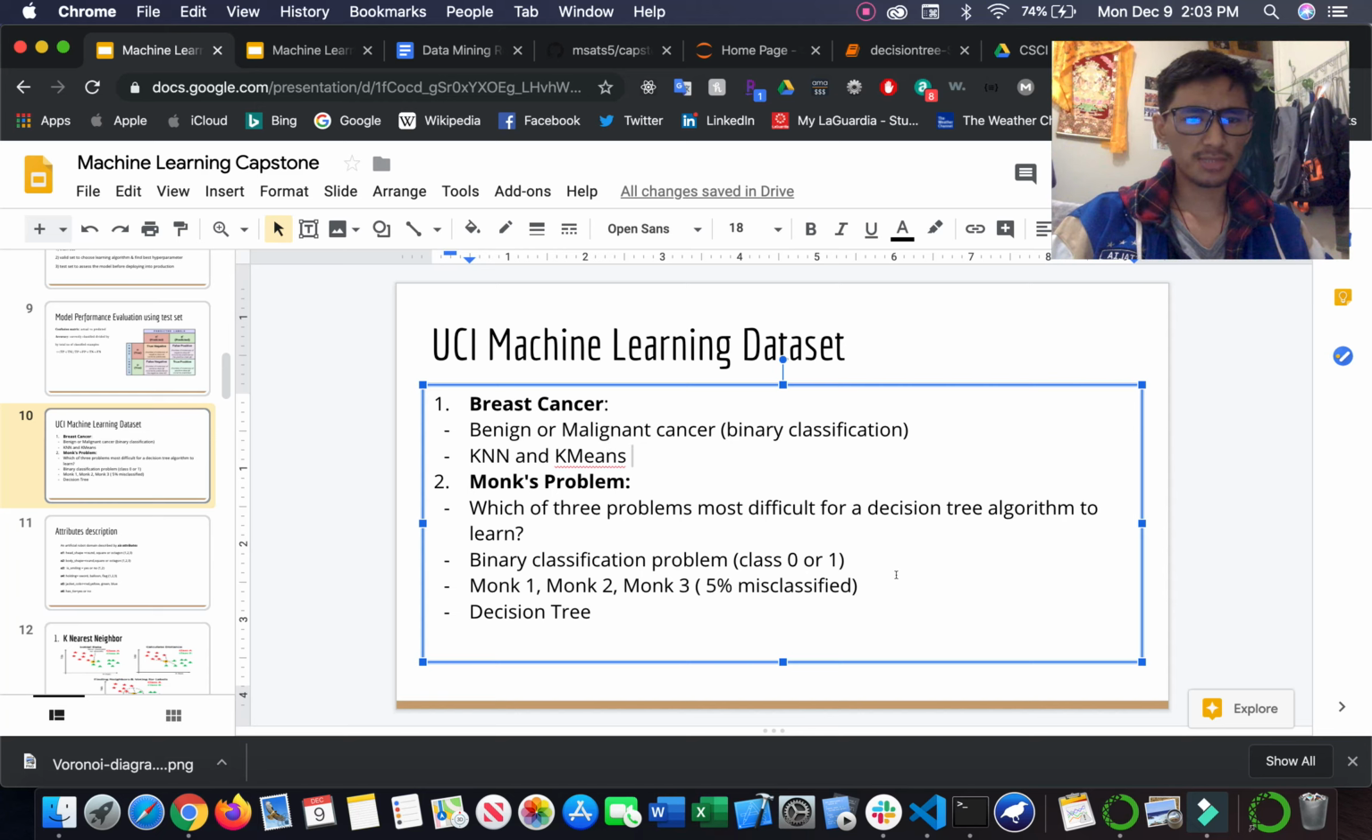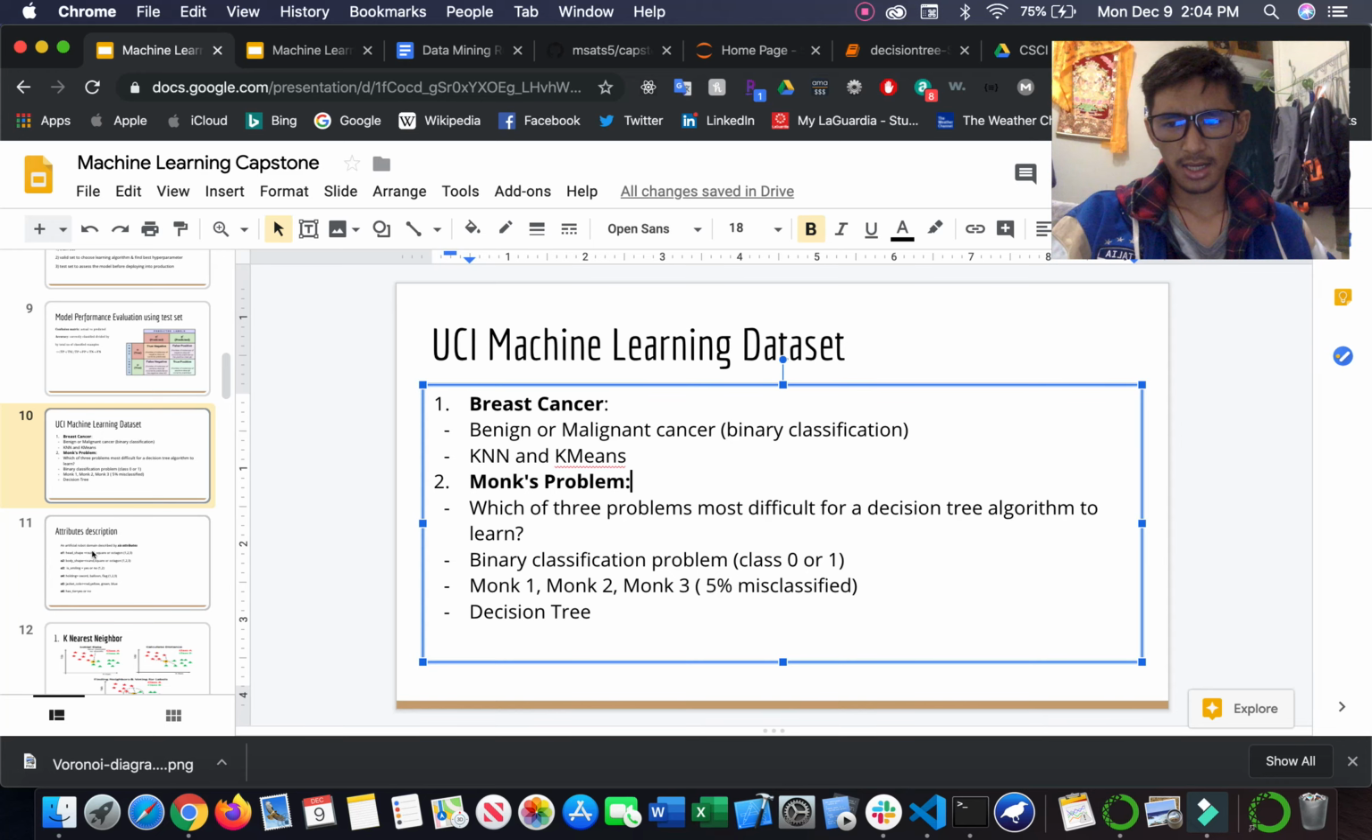The Monk's problem is basically checking which of the three problems, Monk 1, Monk 2, Monk 3, is most difficult for the algorithm we built to learn. So it's also a binary classification problem. The class could be 0 or 1. And the algorithm we're using is a decision tree.